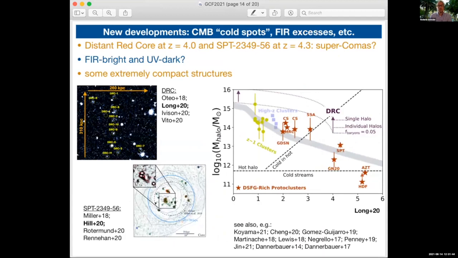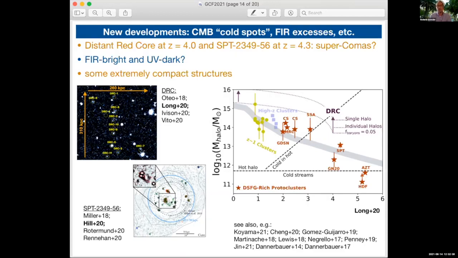Another big surprise of recent years, I think, was the discovery of the so-called cold spots in CMB data, excesses of far-infrared sub-millimeter objects. I highlight two objects that I think we'll hear a lot about this week, the so-called Distant Red Core at redshift 4 and the SPT2349 protocluster, Coma progenitors, both at redshift 4. They offer also an interesting comparison to the UV selected systems. It seems we have IR bright and UV dark systems, and perhaps UV bright and IR bright or dark systems. Some of these show extremely compact structures that may signal the formation of a brightest cluster galaxy.